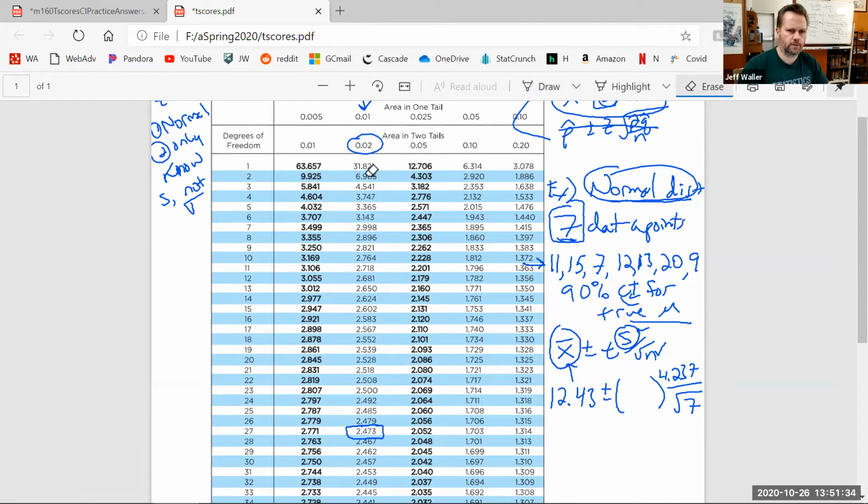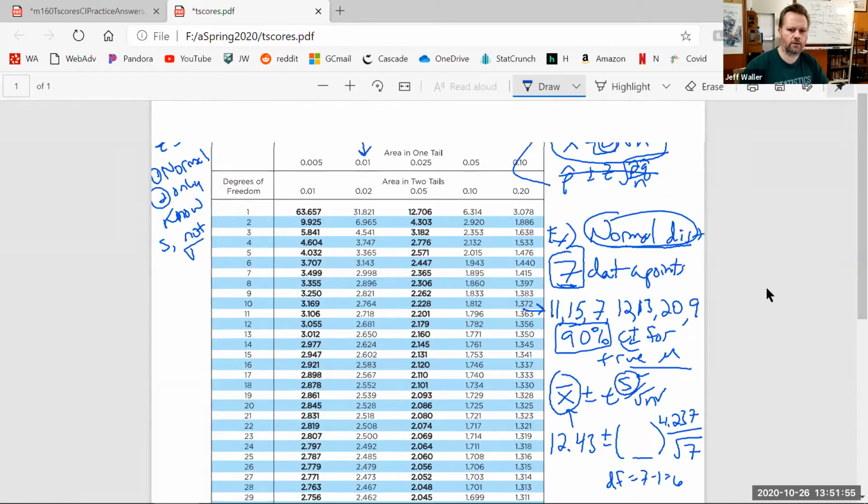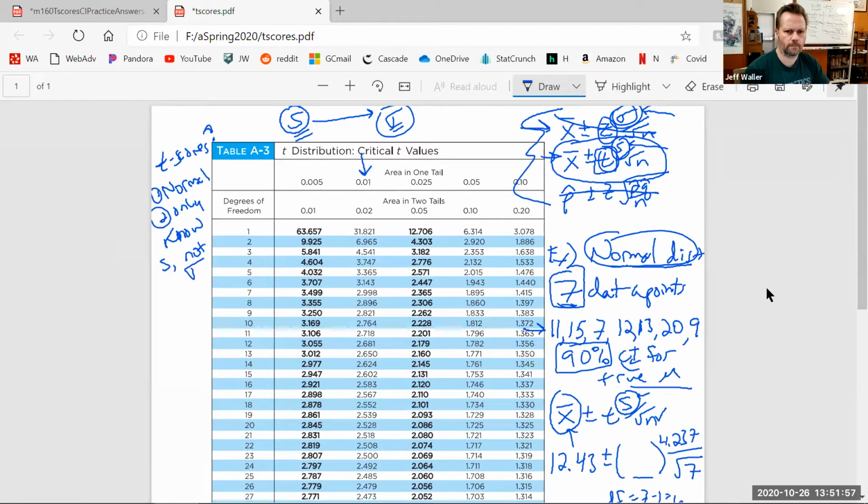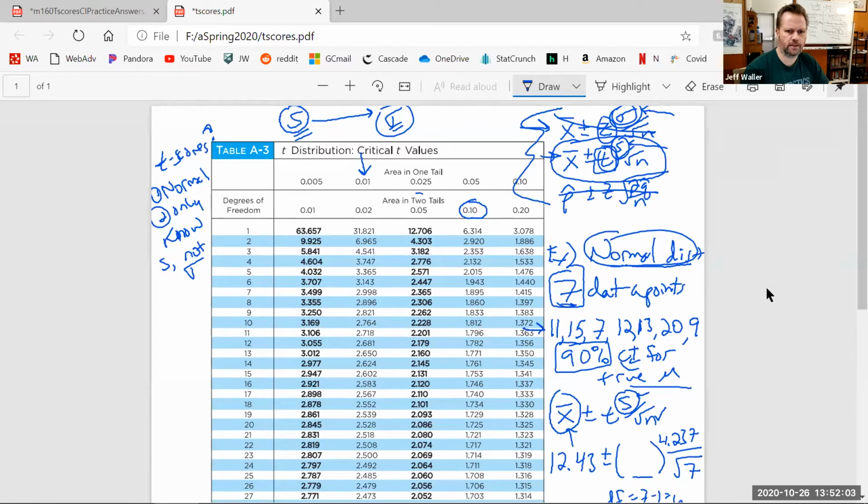Let me erase this. What's the degrees of freedom to figure out this t-score? 6. Yeah, so degrees of freedom is always n minus 1. And then somebody else tell me, I want a 90% confidence interval. So which column am I going to use? The 4th one, because 90% would have 10% outside on both sides. 90% would have a total of 10% out here in 2 tails.